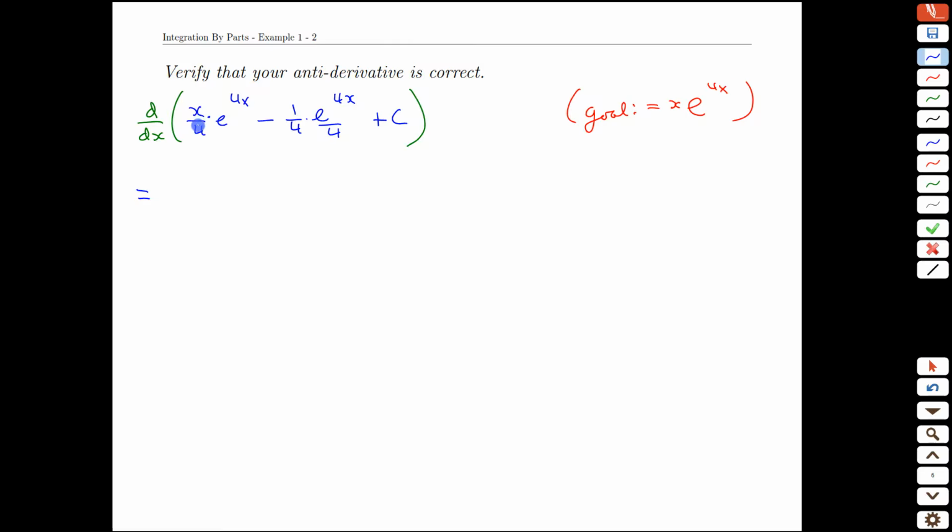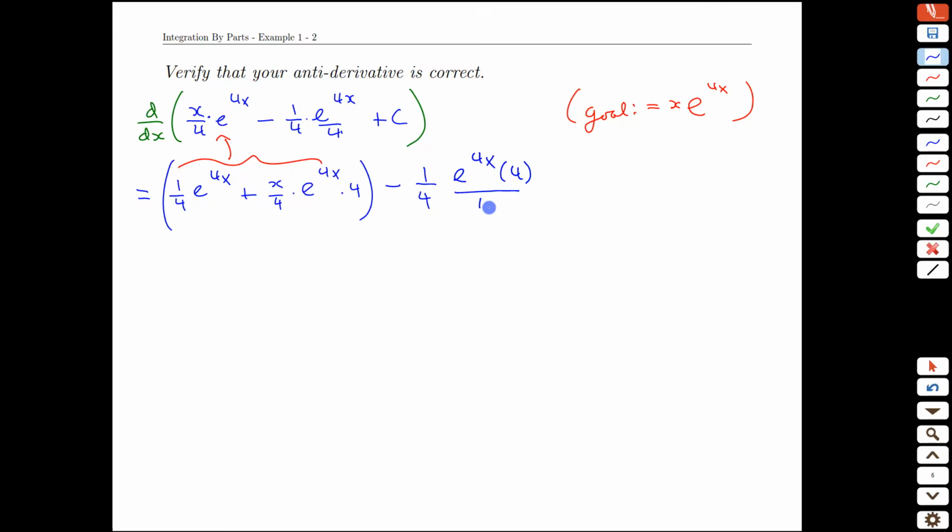First term's the hardest here because we have a product rule. So we're going to have 1/4 e to the 4x plus the first times the derivative of the second. That's e to the 4x times 4. So all of this comes from the derivative of that first term. Then we have minus 1/4. I'll leave this quarter here for a second because we're going to differentiate e to the 4x, which is going to give us another 4. Like so. And then the plus c disappears with the derivative.